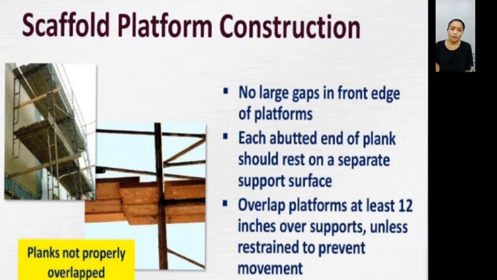Scaffold platform construction. No large gaps in front edge of platforms. Each abutted end of plank should rest on a separate support surface. Overlap platforms at least 12 inches over supports unless restrained to prevent movement of planks not properly overlapped.